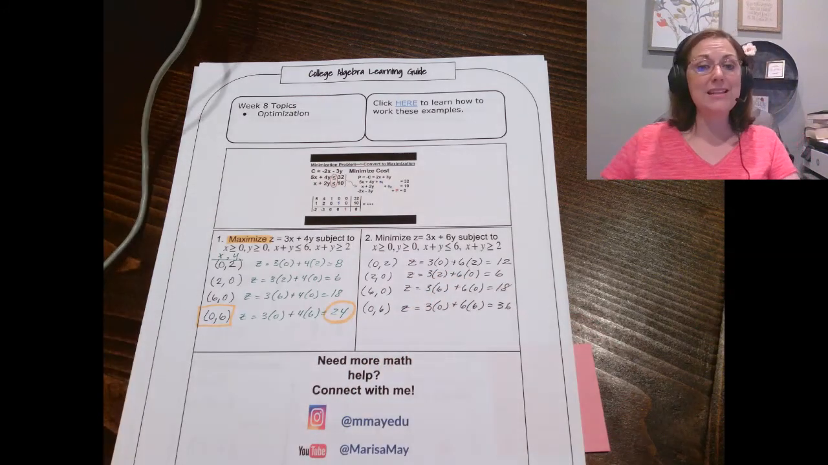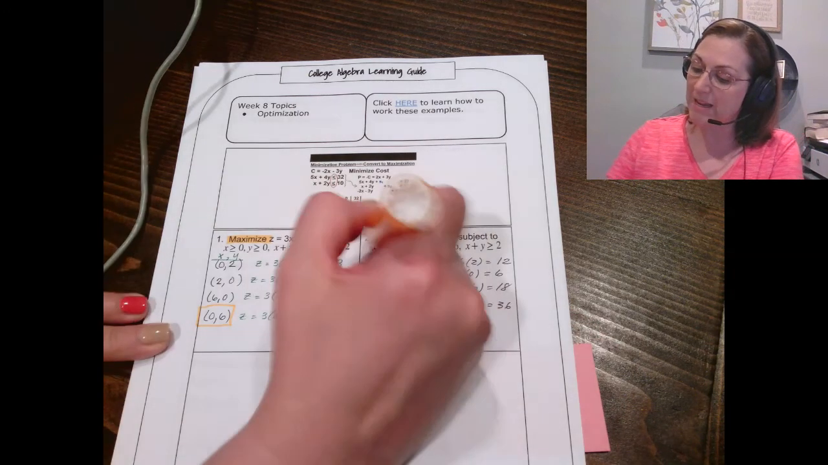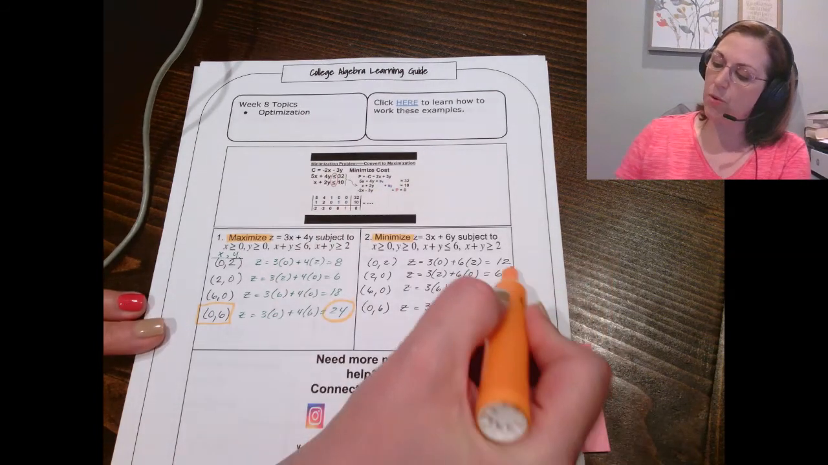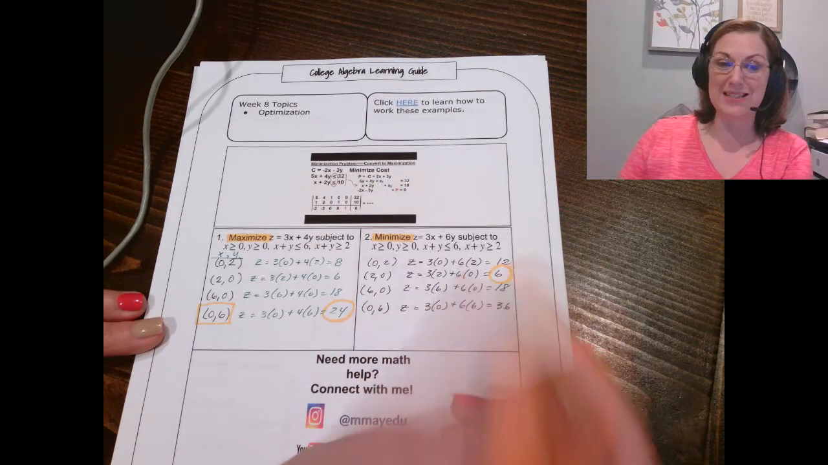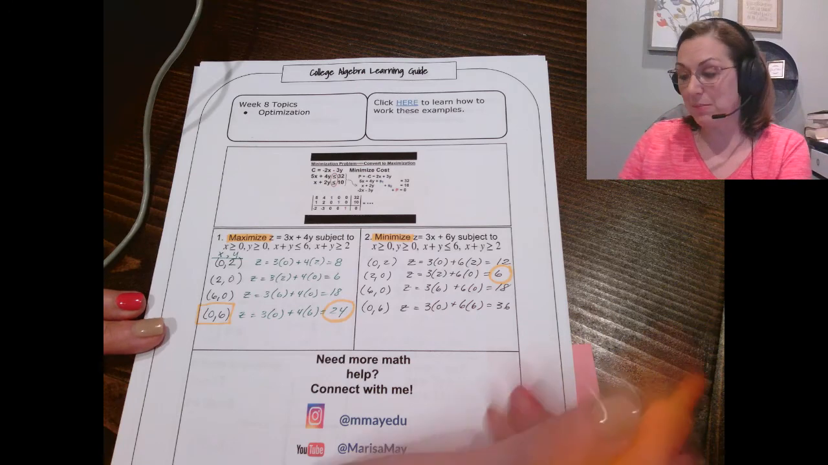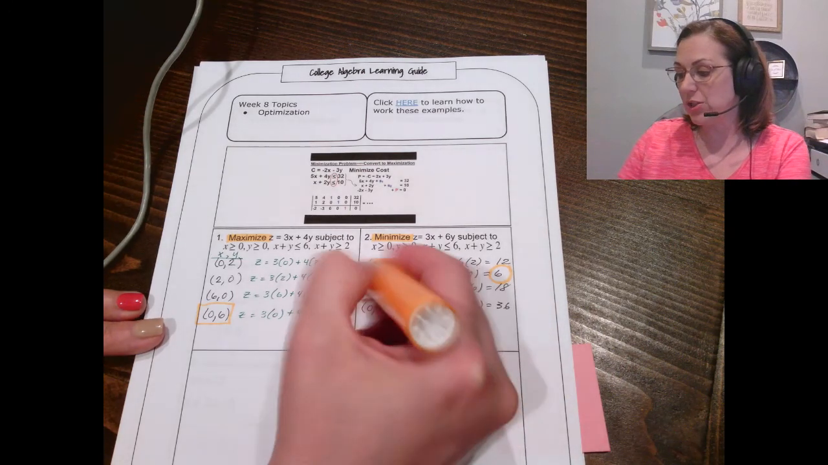And remember, again, this time we are trying to minimize. And so our minimum value would be 6. Where does that minimum occur? It occurs at (2, 0).